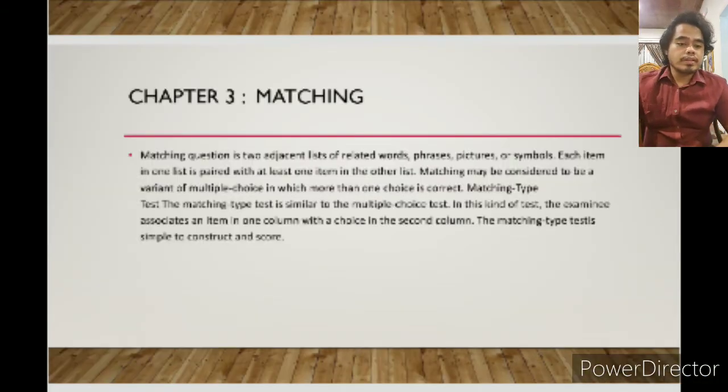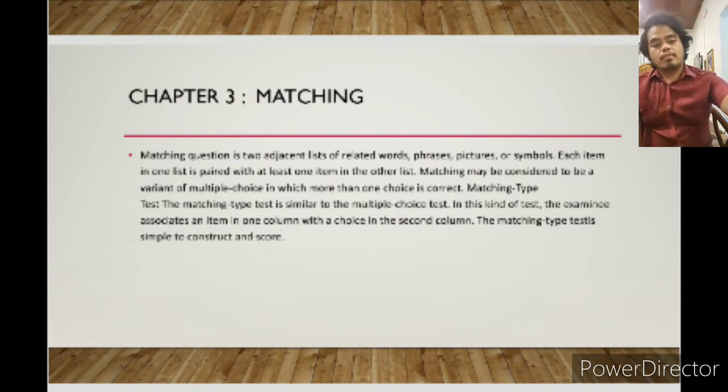So for chapter 3, a matching question is two adjacent lists of related words, phrases, pictures, or symbols. Each item in one list is paired with at least one item in the other list. Matching may be considered a variant of multiple choice in which more than one choice is correct. The matching type test is similar to the multiple choice question. In this kind of test, the examiner associates an item in one column with a choice in the second column. The matching type test is simple to construct and score.